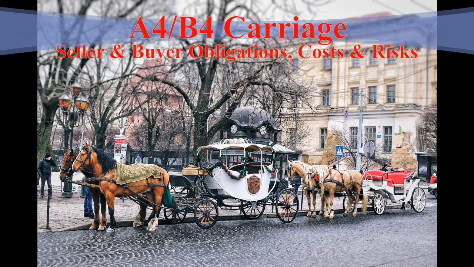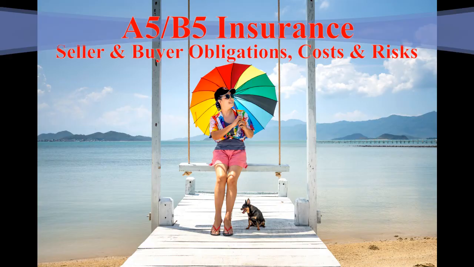B4 carriage, buyer. Unless otherwise stated in the A4 article on carriage by the seller, the buyer must arrange at its own expense for the carriage of the goods from the named port of shipment. FAS, A5/B5, insurance. A5 insurance, seller. There is no risk for the seller beyond the point of delivery, so an insurance contract is not necessary. However, at the buyer's expense and risk, the seller must provide information in its possession to the buyer, needed to arrange its insurance. B5 insurance, buyer.